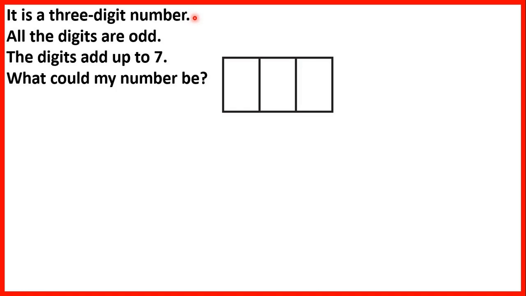It is a 3-digit number. All the digits are odd. The digits add up to 7. What could my number be? So odd digits or odd numbers are numbers that end in 1, 3, 5, 7 or 9. So we need a 3-digit number where the digits are odd and they add up to 7.